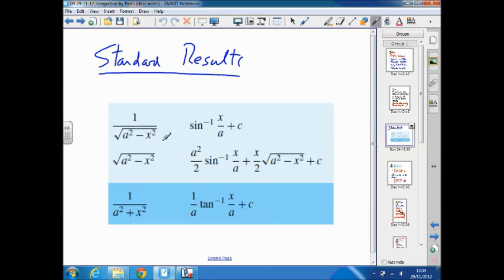Once I've got it to look like a standard result, then as soon as it looks like this, A is going to be this number here, and so long as that's x, whatever x is, that will be this value here. So it's the angle whose sine is x over A plus C. And as I was saying last time, if you want to see how this standard result is arrived at, then have a look in the textbook.